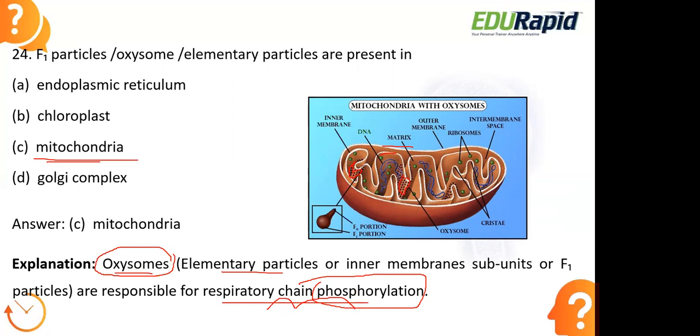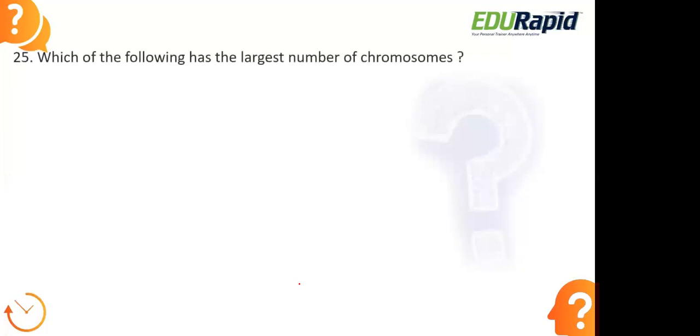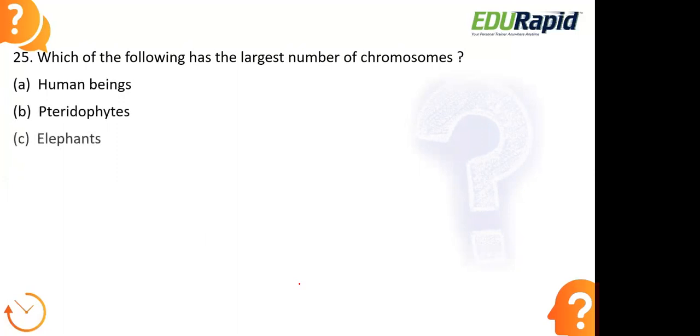Okay, moving to the next question now. Which of the following has the largest number of chromosomes? Human beings, pteridophytes, elephants, bryophytes. Okay, let us look at the answer. The right answer is option B, pteridophytes.